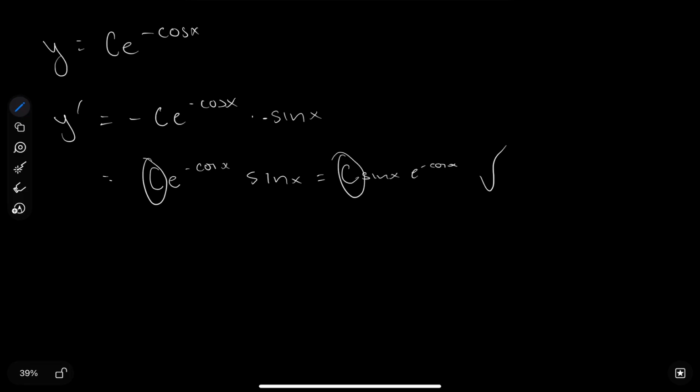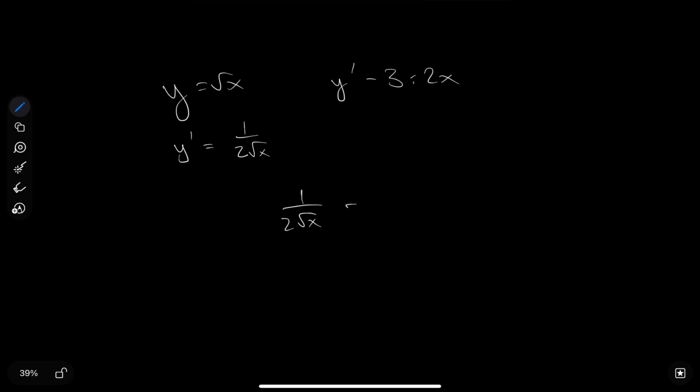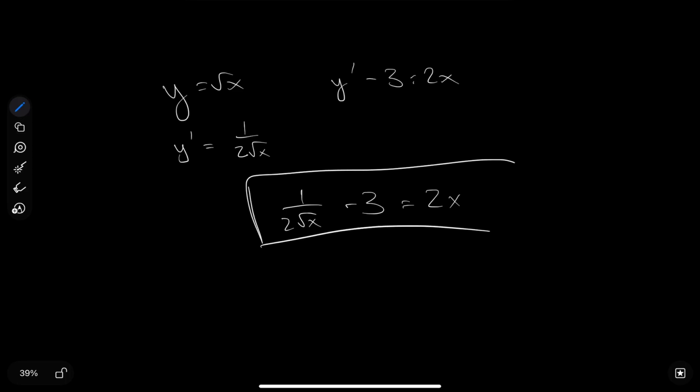But first, I'm going to give you another example where the solution does not match. So if we try y equals the square root of x as a solution for the differential equation y prime minus 3 equals 2x. Over here we have y prime equals 1 over 2 root x. Plugging that in, evidently, these are nowhere near the same. So, not a solution.